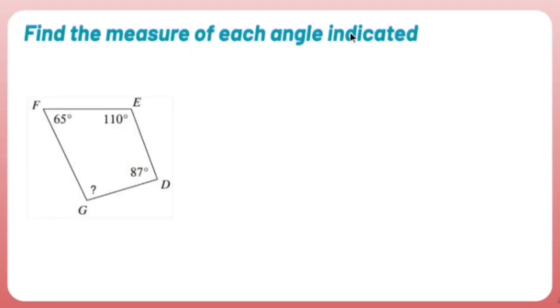Find the measure of each angle indicated. All right, so it looks like in this case I only have to find angle G. Now what I have here is a 1, 2, 3, 4-sided figure, also known as a quadrilateral. The angles in a 4-sided figure add up to 360 degrees. I've been given 3 of those angles. So 65 plus 110 plus 87 plus, I don't know, I'll call it X, equals 360 degrees.